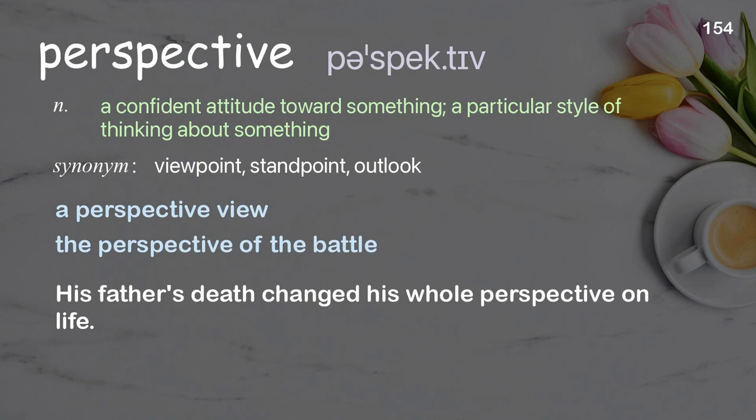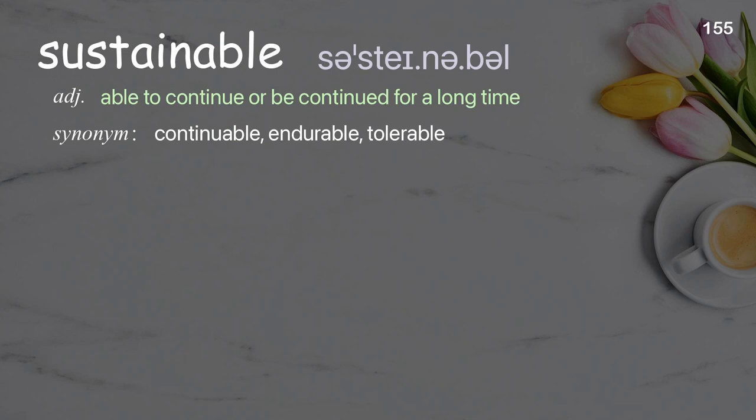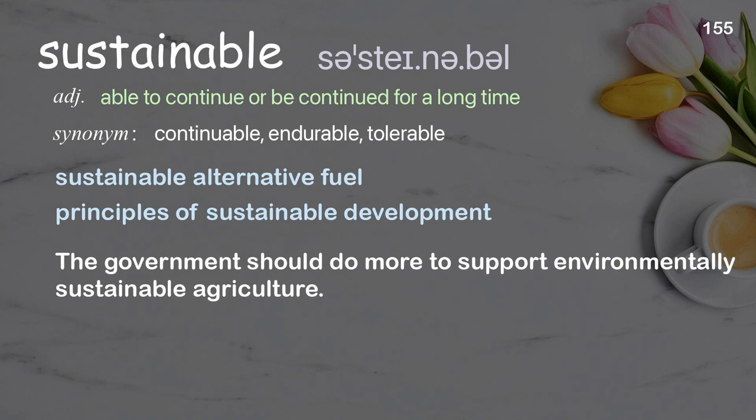Sustainable. Able to continue or be continued for a long time. Examples: Sustainable alternative fuel. Principles of sustainable development. The government should do more to support environmentally sustainable agriculture.